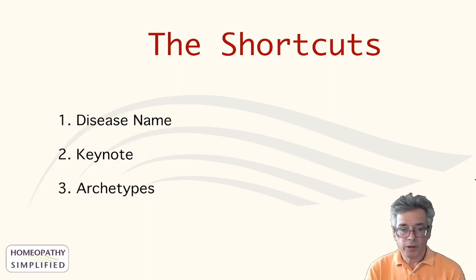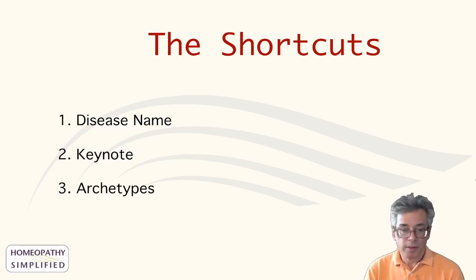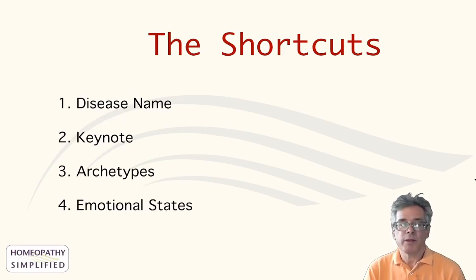Another method of shortcut is creating archetypes for the individuals. So sepia, known as the overwhelmed mother who's just become withdrawn and wants to escape. Sulfur, the ragged philosopher type, and so on. And those are archetypes, but you are, again, inferring an idea on your patient. Then we come to the emotional states, remedies for grief, remedies for shock, remedies for anger, and so on. These can be very useful because these are easily found states, but again, they can pigeonhole.